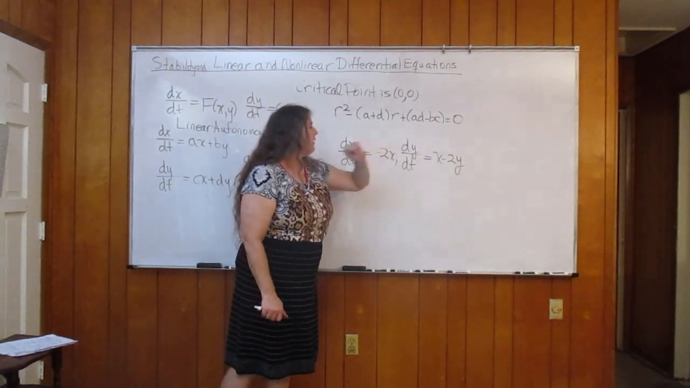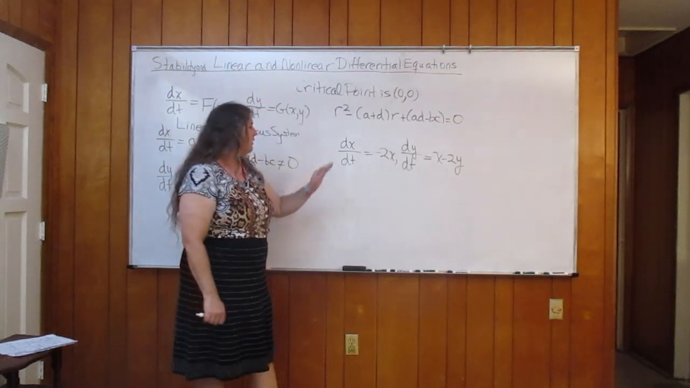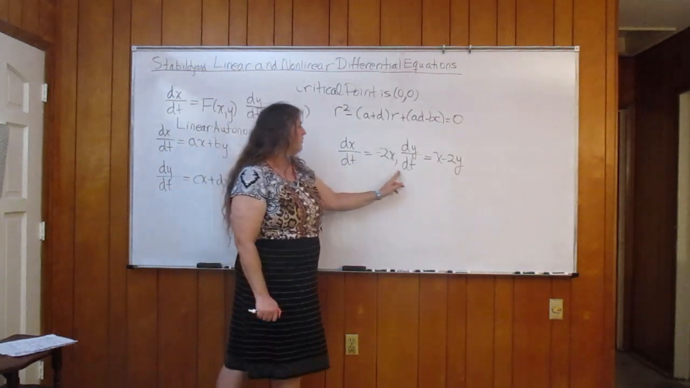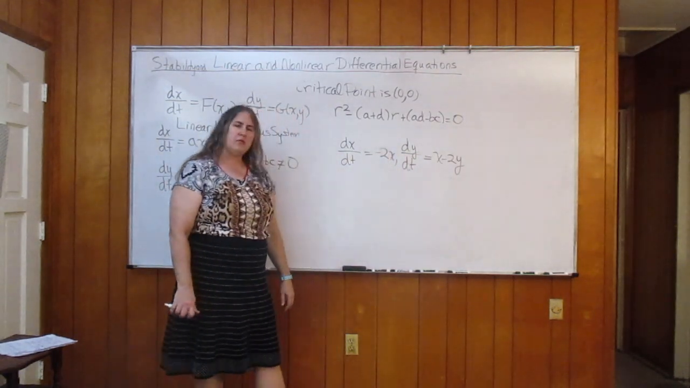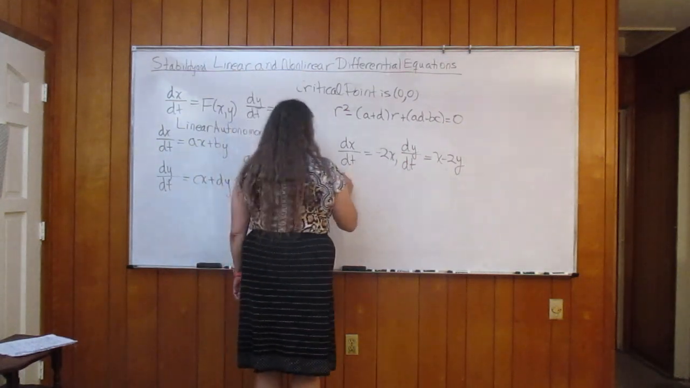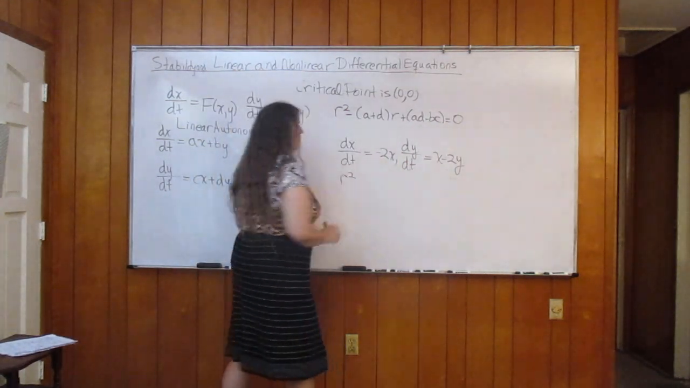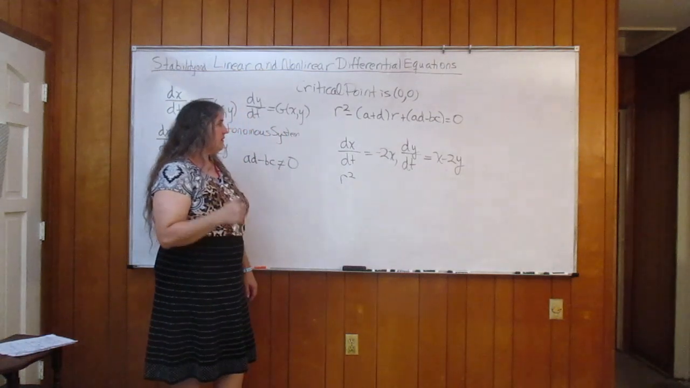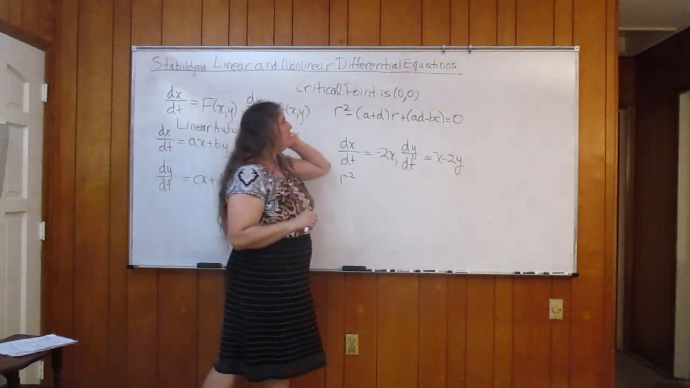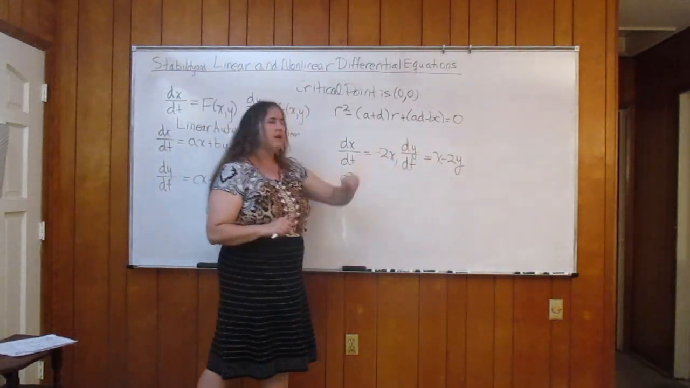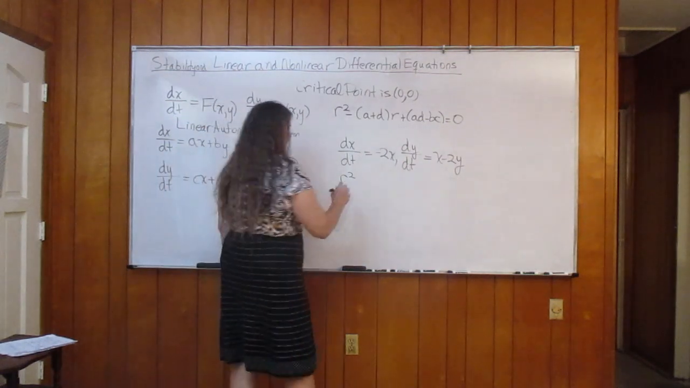We'll consider a slightly more complicated linear autonomous system. This time, the function g depends on both x and y, so we have dx by dt is equal to minus 2x, dy by dt is equal to x minus 2y. So a is equal to minus 2, b is equal to 0, c is equal to 1, and d is equal to minus 2.